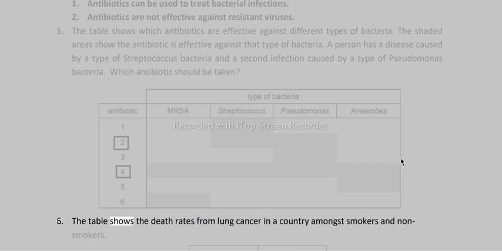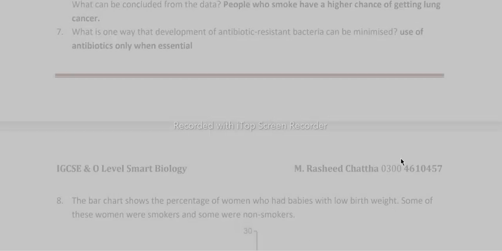6. The table shows the death rates from lung cancer in a country amongst smokers and non-smokers. What can be concluded from the data? People who smoke have a higher chance of getting lung cancer. 7. What is one way that development of antibiotic-resistant bacteria can be minimized? Use of antibiotics only when essential.